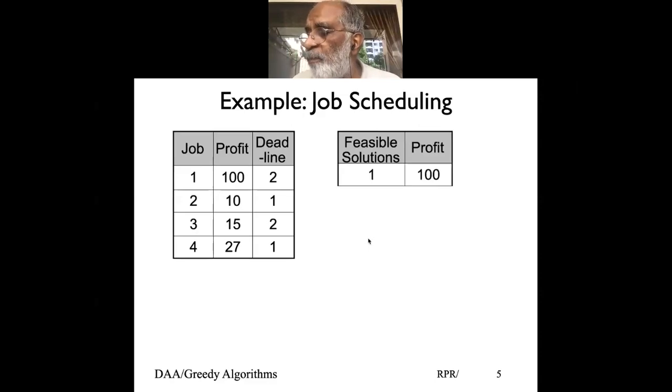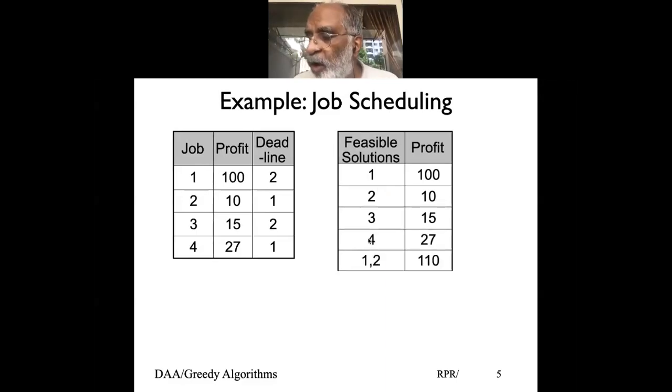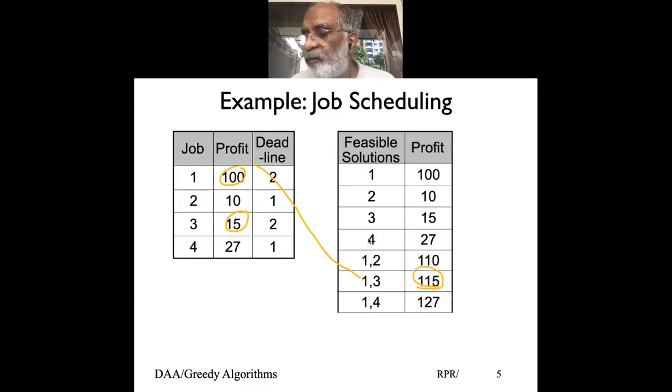Now, how do you schedule the jobs? You can look at the number of feasible solutions. All of them may not be optimal. One could be that I take only one job, job number one, and I'm done. Or it could be job number two, or job three, or job four, or jobs one and two. If I take jobs 1 and 2, my profit would be 110. If I take jobs 1 and 3, my profit would be 115. If I take 1 and 4, my profit would be 127.